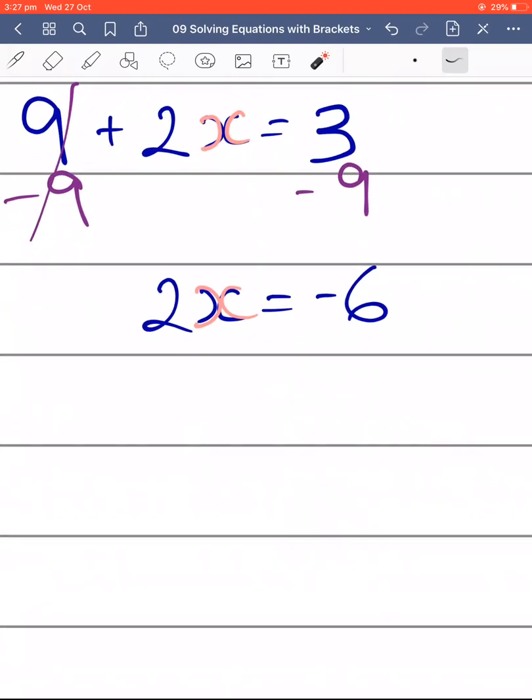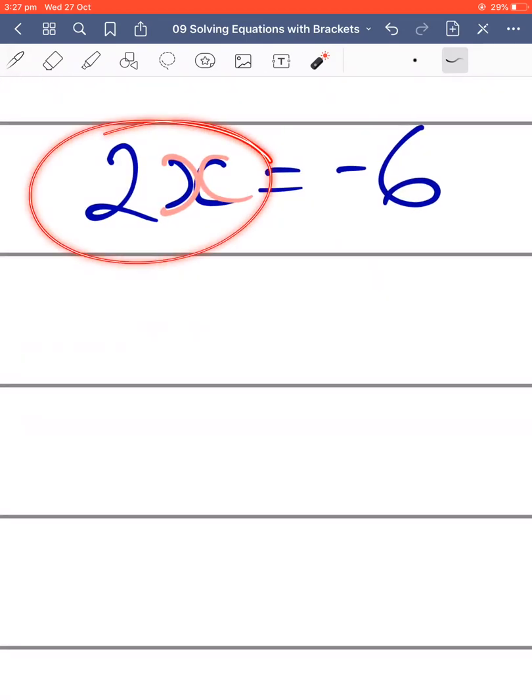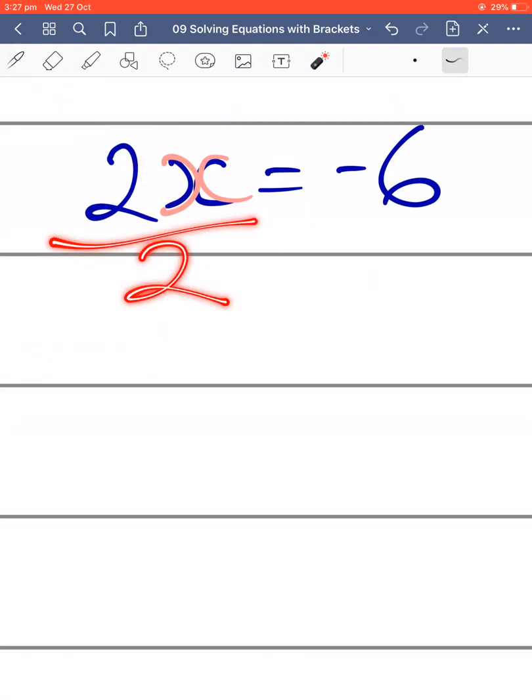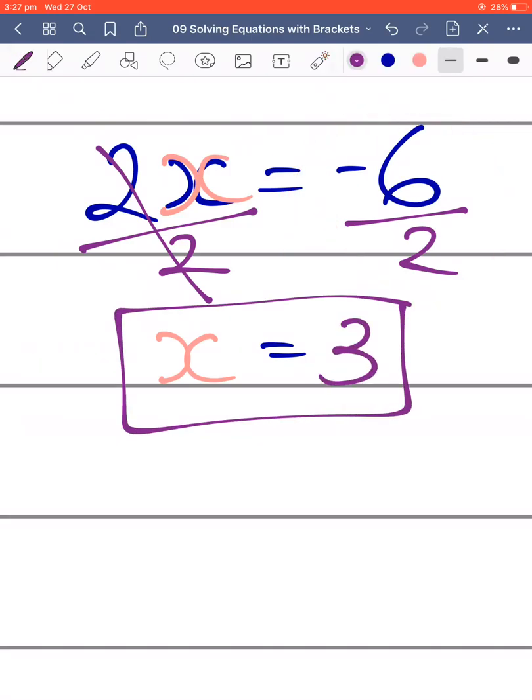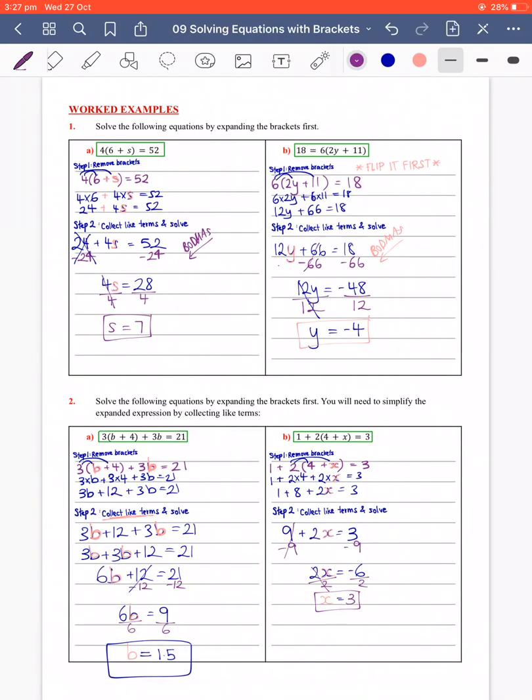Now I want to get my x by itself. So the way that I have it here now is it's multiplied, so I need to divide. And what I do to one side, I absolutely have to do the other. So let's divide on both sides by 2. That will cancel out, so I end up with x equaling, so minus 6 divided by 2 is minus 3. So that is your final solution. On to your questions now.